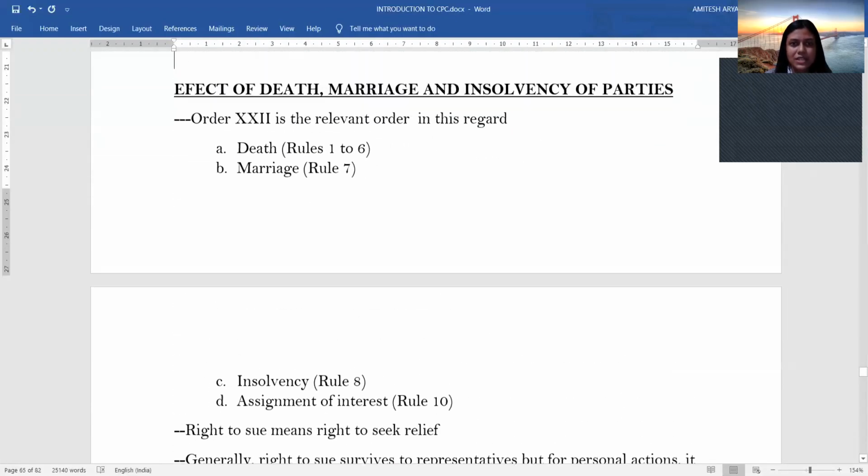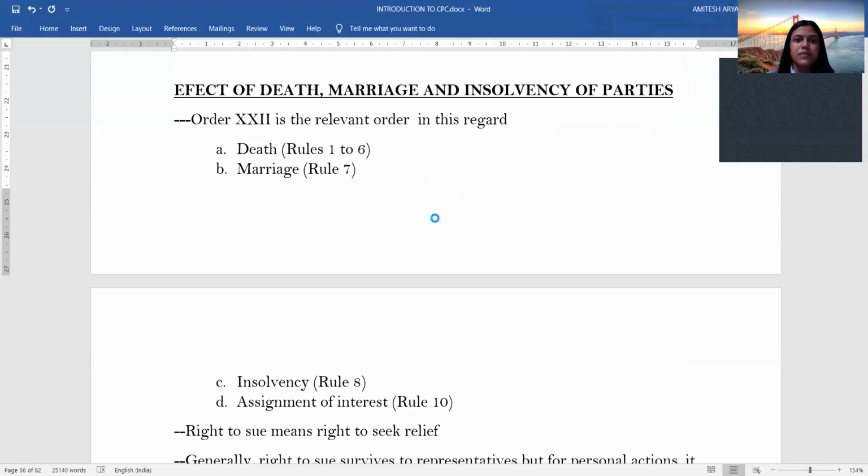Now, as we have seen till now, we have seen a number of concepts. We saw when you will withdraw, when you will compromise, etc. Now, what happens if a party is dying? What happens if a marriage has taken place? Or what happens if an insolvency of parties has happened? Now, here, what is the relevant order? The relevant order over here is Order 22.